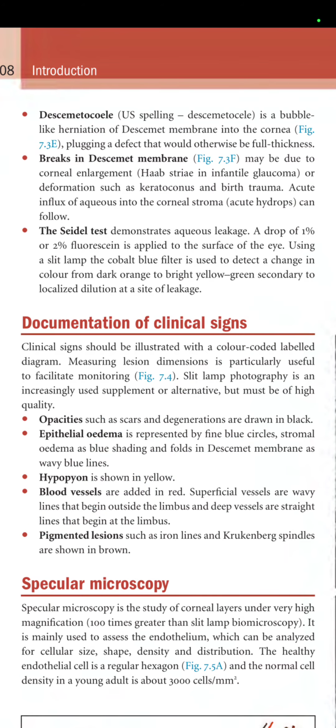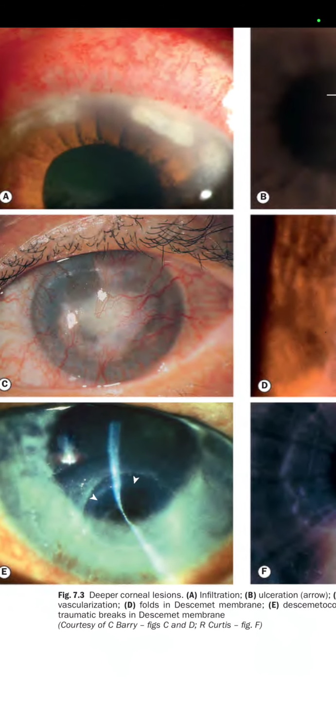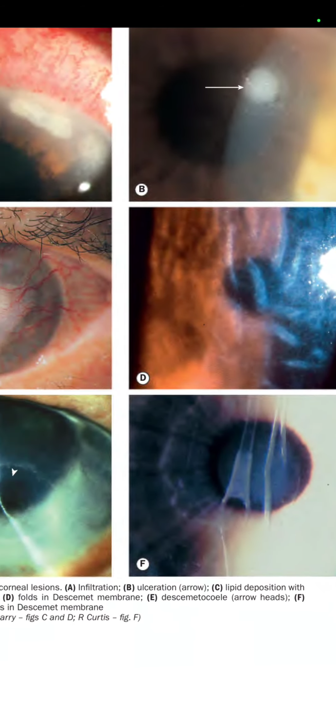You can see figure 7.3E. You can see that there is some defect and there is a bulging of the Descemet membrane, and this is called descemetocele.